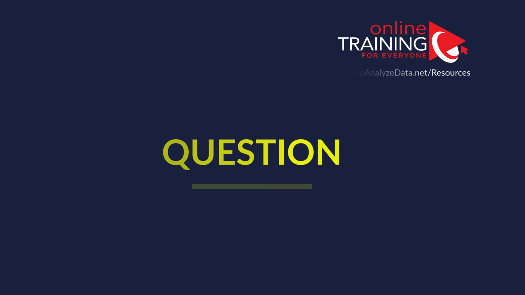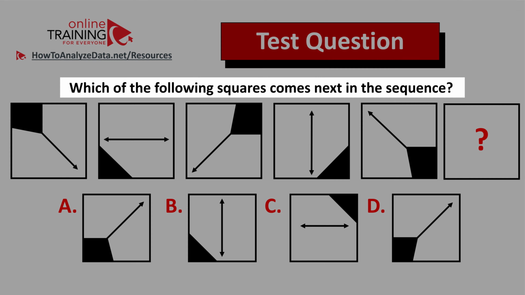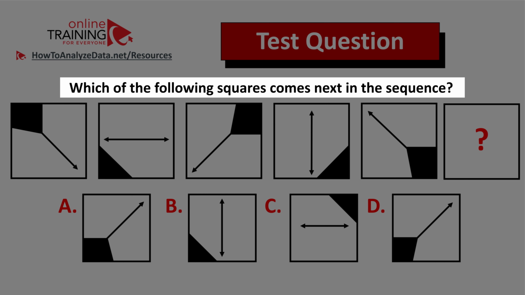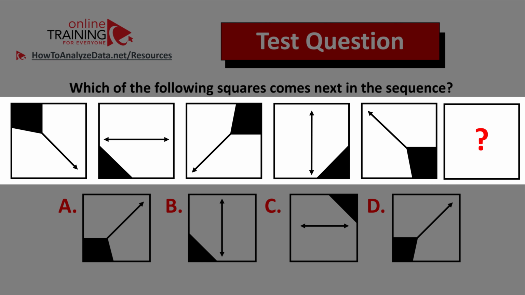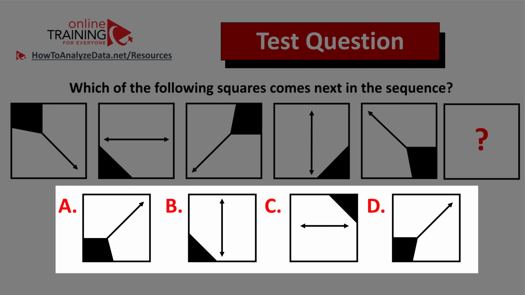Let me share with you a tricky question which tests your pattern recognition, reasoning, as well as analytical skills. Which of the following squares comes next in the sequence? You're presented with a sequence of 6 squares, and square number 6 is missing, and you need to pick it up out of 4 different choices: choice A, B, C, and D.